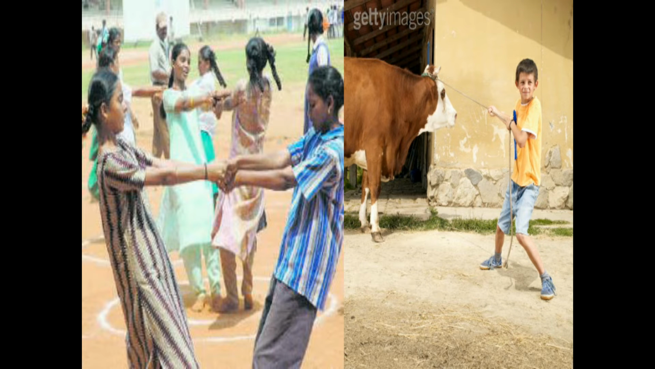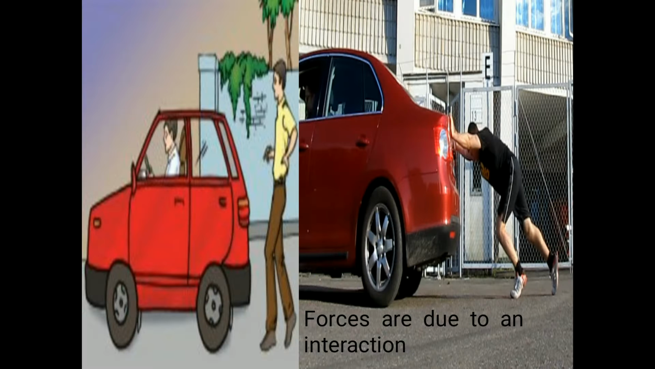Here the girls are pulling each other. For the pulling they apply force, they use force. Here the cow and the boy, by using force, pull each other.